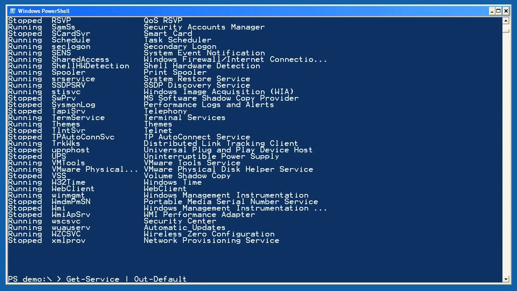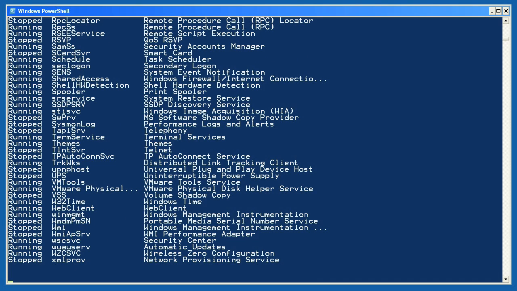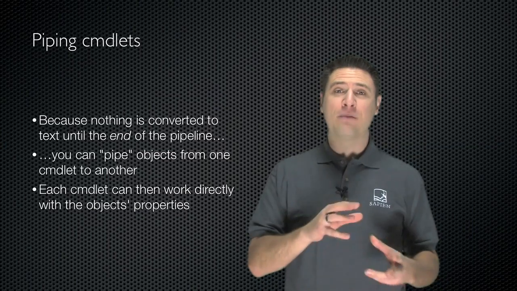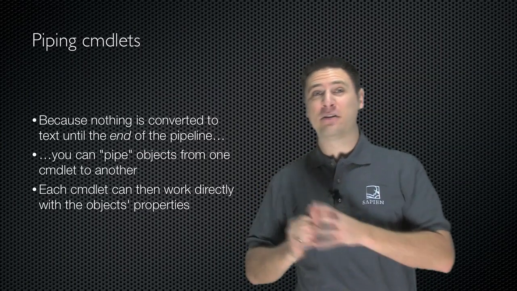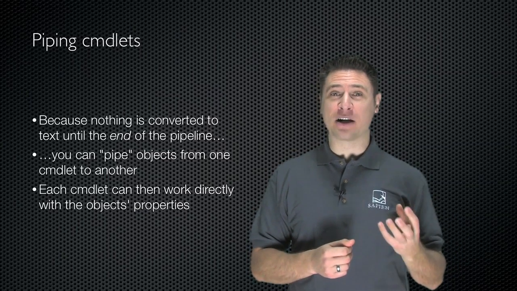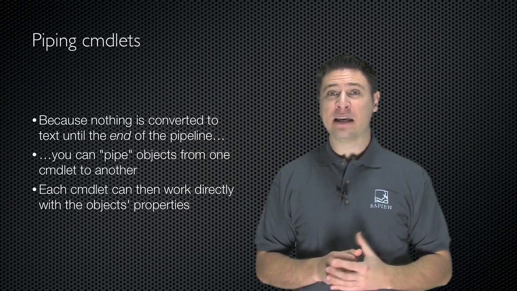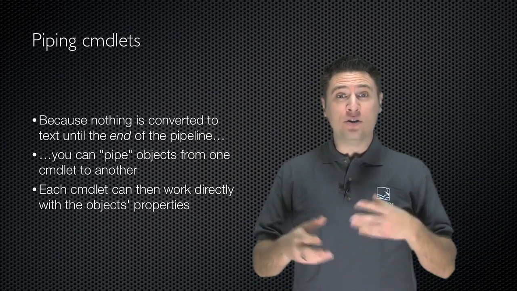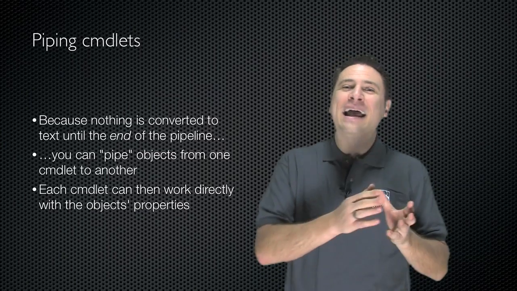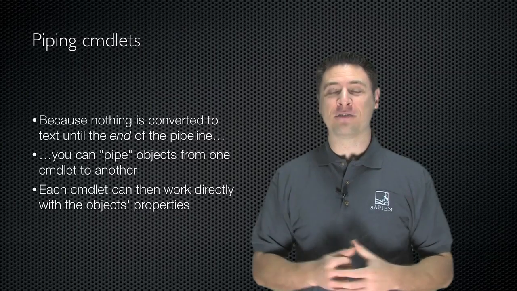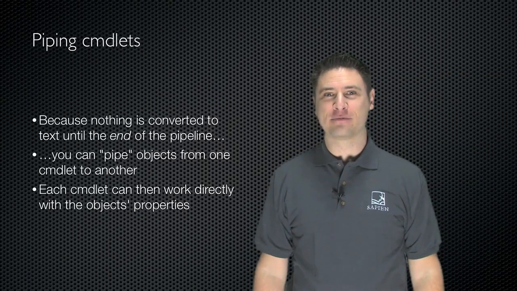Here's the same thing. This time I'm actually specifying Out-Default rather than letting it be implied, and the end result is identical. Because nothing is converted from objects to text until the end of the pipeline, you can pipe these rich, fully functional objects from one cmdlet to another. Each cmdlet in the pipeline can then work with the object's properties and methods, do something with them, and then at the end of the pipeline, when all the cmdlets have finished running, what's left is converted to text. I'll show you what it looks like.